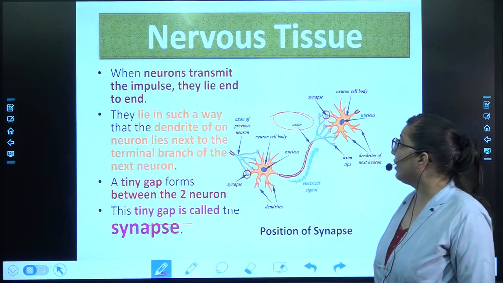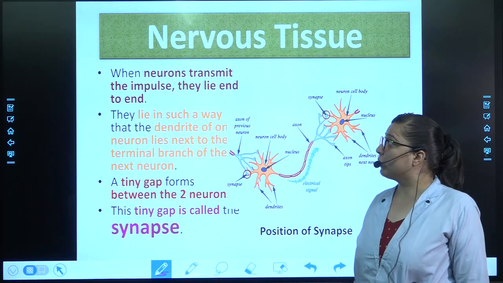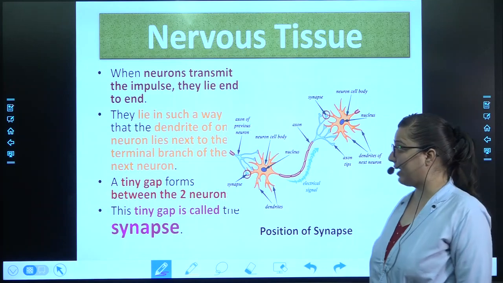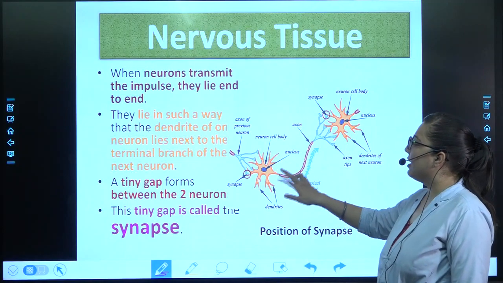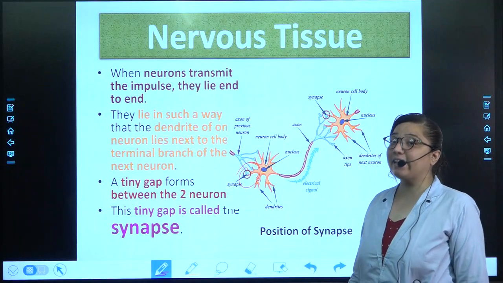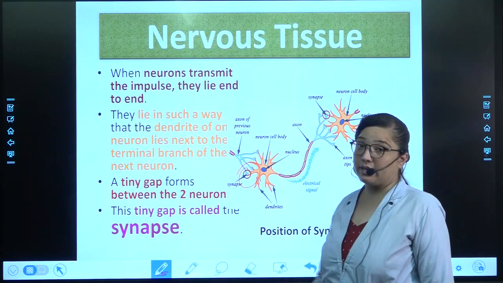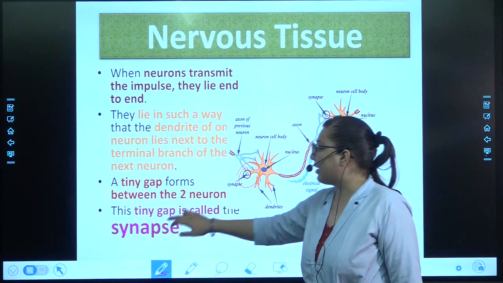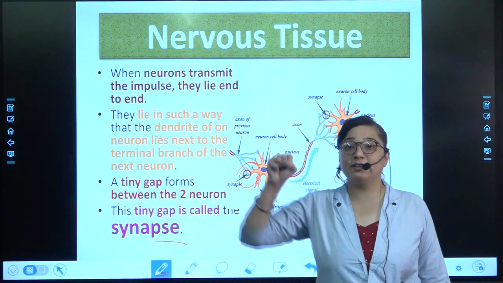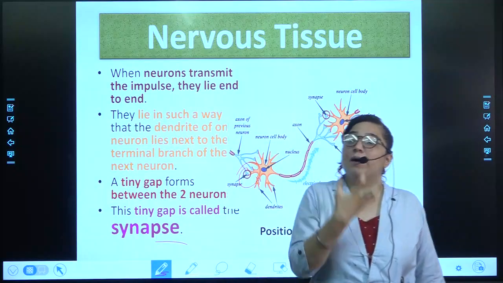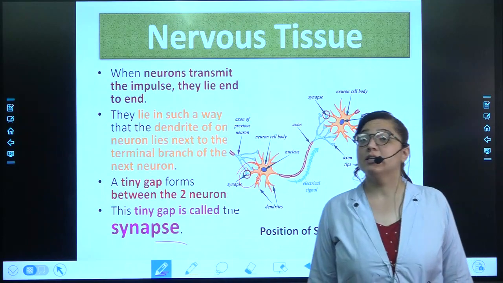Then you have this nervous tissue. When neurons transmit the impulse, they lie in such a way that the dendrite of one neuron lies next to the terminal branch of the next neuron, and the gap between the two cell bodies is called the synapse. Try to recall, we had done this with the help of a video, and in that video you saw that chemicals were released and these chemicals were caught by the next cell body. And what is the gap called? It is called the synapse or synaptic knob.